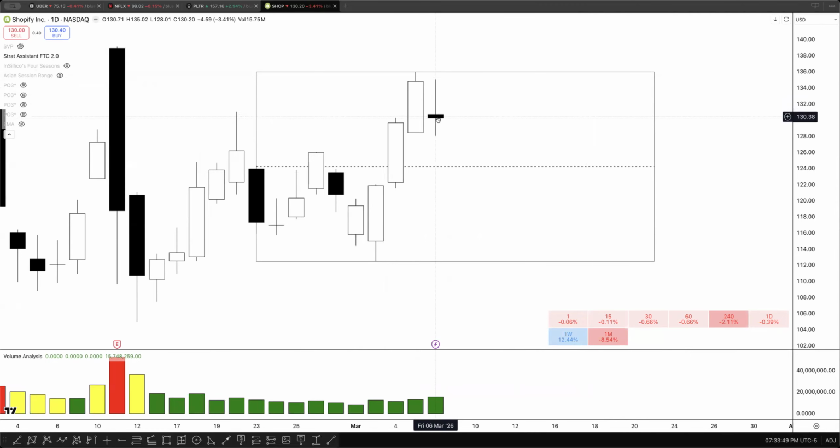Doji means, the color doesn't matter, if it's bearish or bullish, it doesn't matter. A doji candle just means the market doesn't know what to do, who's in control, bulls or bears. So it was a battle. Bulls push price up to 135, then bears push price back down to 128, and it closed at 130.